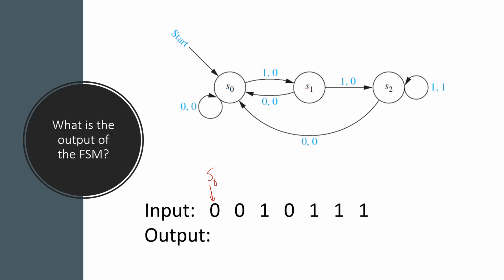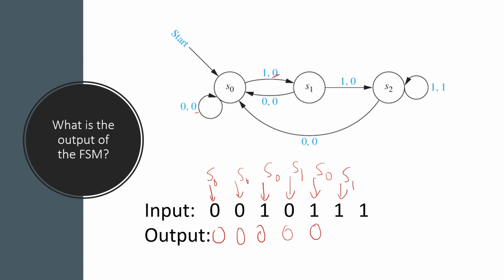S0 and 0 will keep you in S0 and output a 0. S0 and 0 keep you in S0 and output a 0. S0 and 1 will take you to S1 and output a 0. S1 and 0 will take you to S0 and output a 0. S0 and 1 will take you to S1 and output a 0.